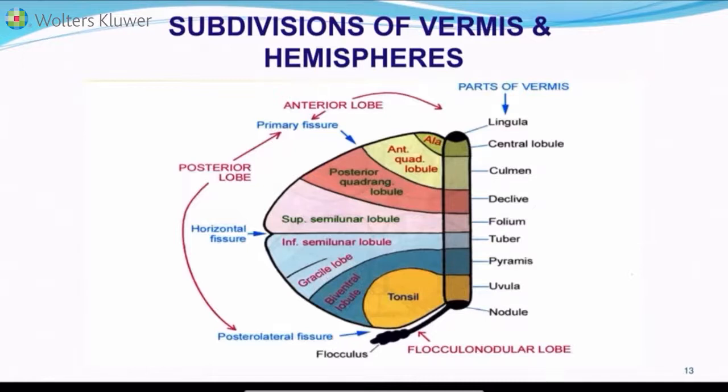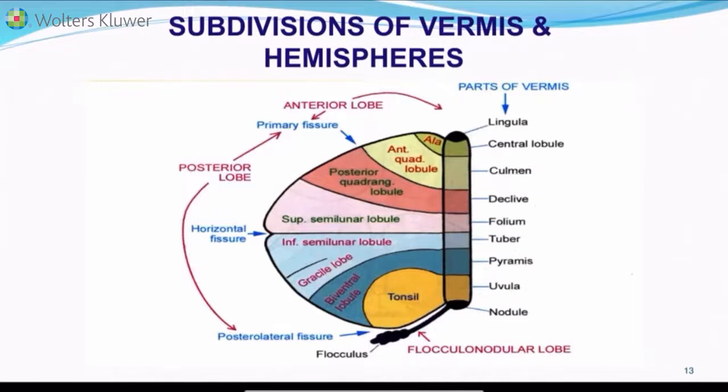Parallelly, you have subdivisions on the cerebellar hemispheres as well. The anterior lobe has subdivisions as ala, anterior quadrangular lobule. The posterior or the middle lobe has subdivisions such as posterior quadrangular lobule, superior semilunar lobule, inferior semilunar lobule, gracile lobule, biventral lobule and tonsil. What is left separately as black color is a flocculo-nodular lobe, which is a separate lobe by itself.